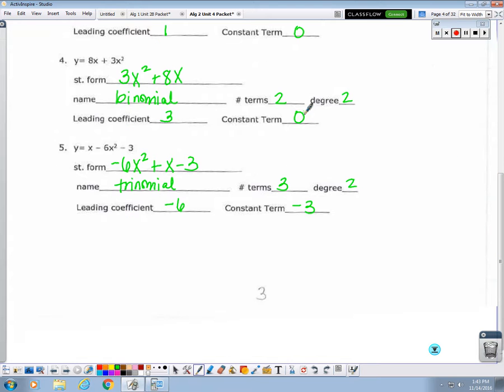Okay, and then the last one, that's it in standard form. It's a trinomial because it has 3 terms. It's degree 2 because that's your highest exponent. The leading coefficient is negative 6 and the constant is negative 3. Any questions so far?